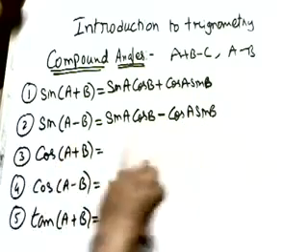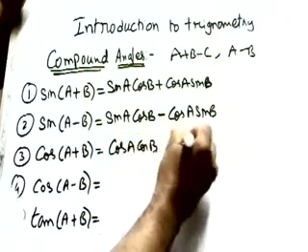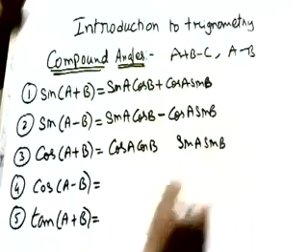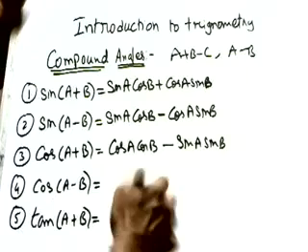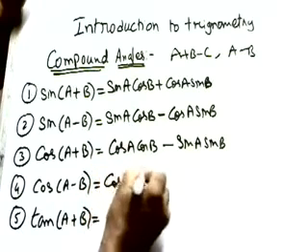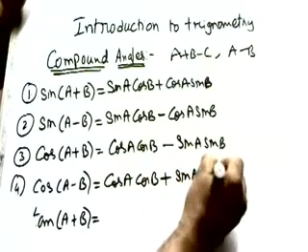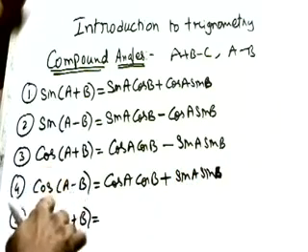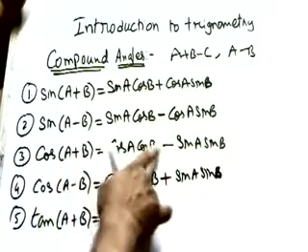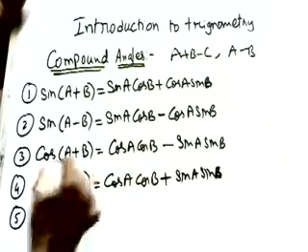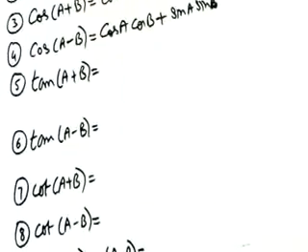So what is the difference for cos? The cos formula is both cos, both sin: cos A cos B, sin A sin B. But in the cos formula, if we have plus, we have to use minus here. If we have minus, we have to use plus here. Cos A plus B is cos A cos B minus sin A sin B. For plus we use minus, for minus we use plus. So these are the two formulas for cos A plus B and cos A minus B.